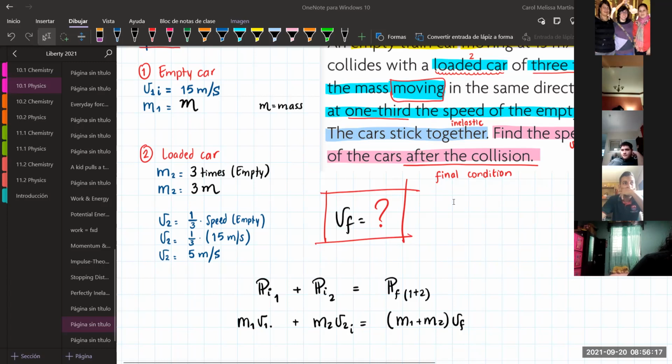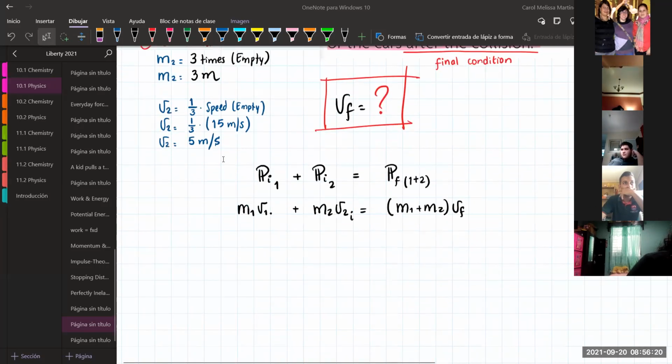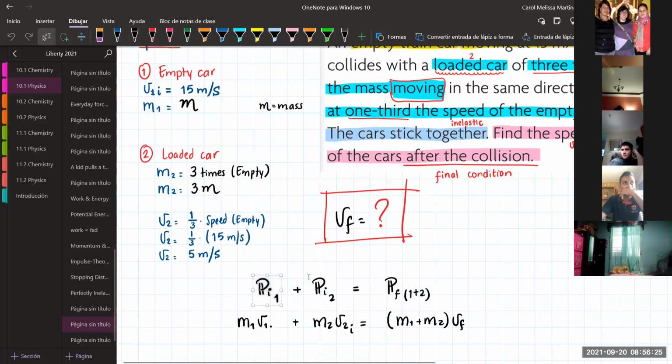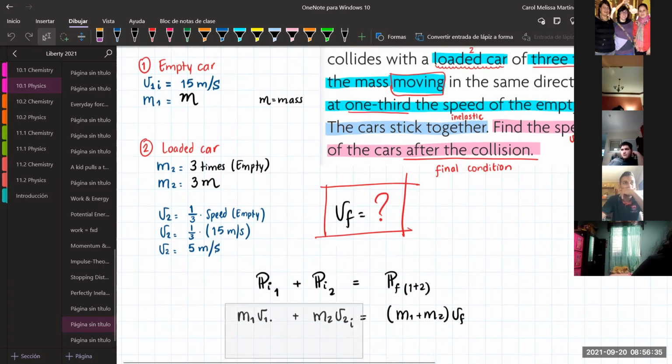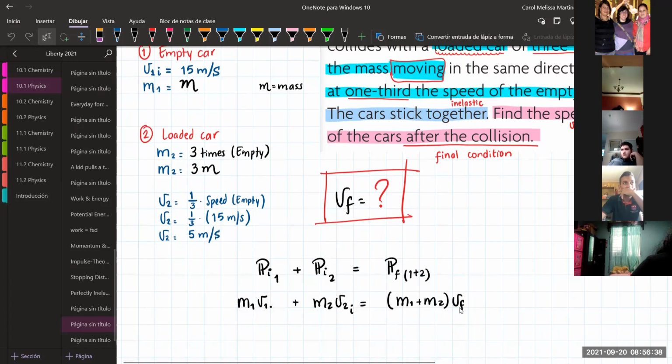Okay. So I begin by writing the formula. Momentum of my empty car plus momentum of my loaded car equals the final momentum of the two objects. I substitute by the givens and I'm gonna look for the final velocity. This is going to be my unknown. So because that is my unknown, I will start by substituting all the values.